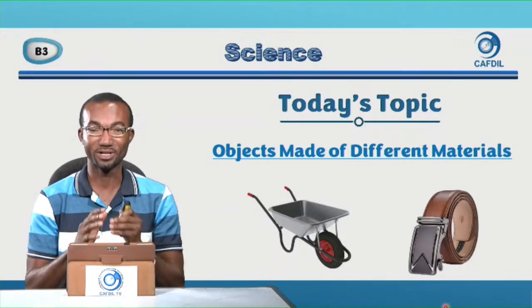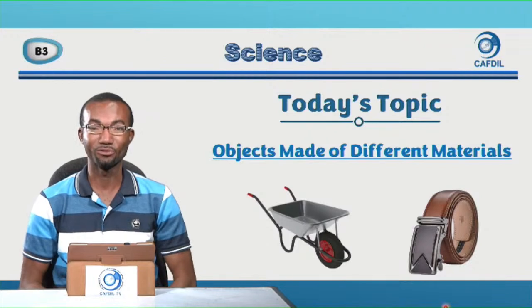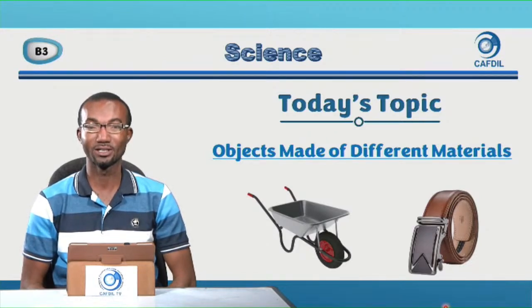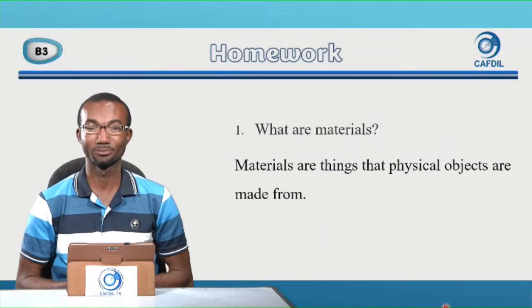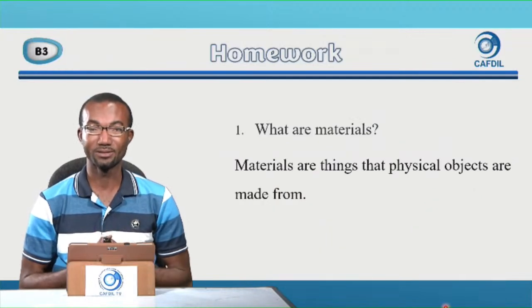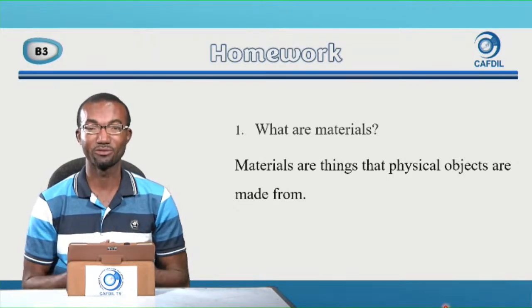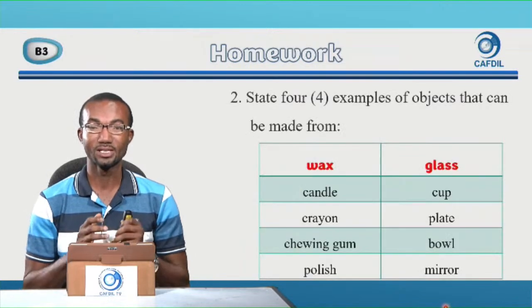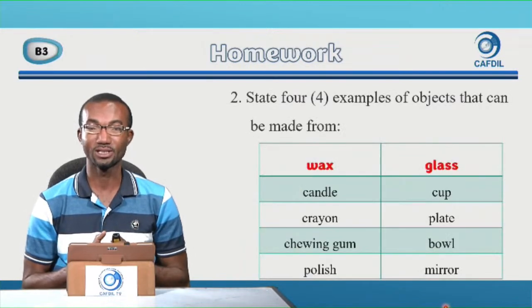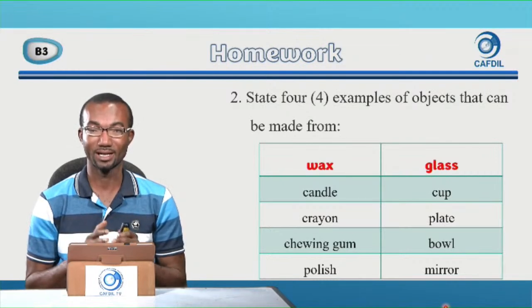But before we move on to that, let's mark the homework you were given last time. 1. What are materials? Materials are things that physical objects are made from. 2. State 4 examples of objects that can be made from wax and then glass.